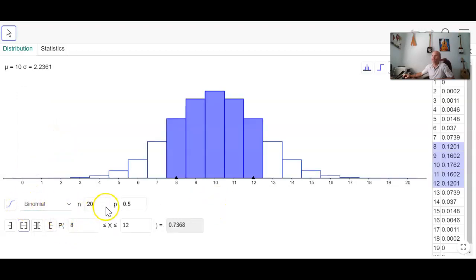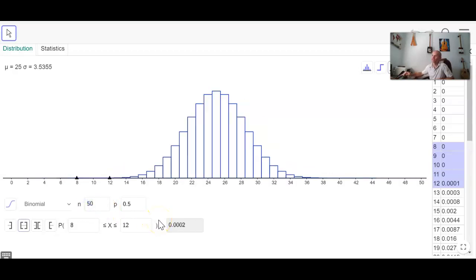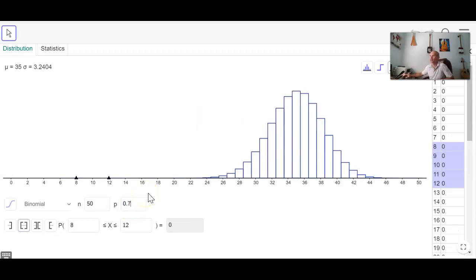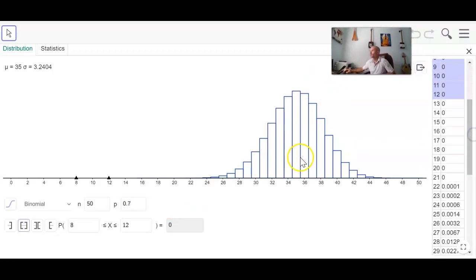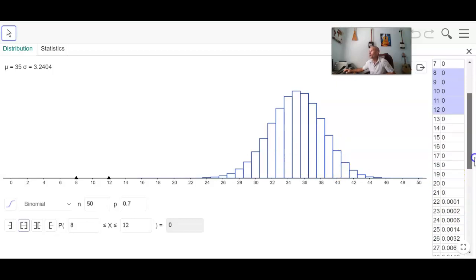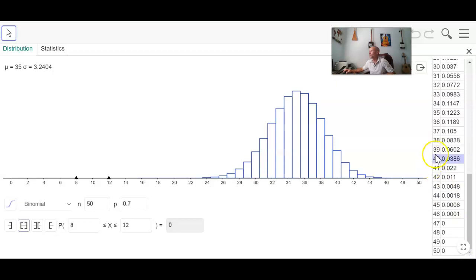and then we can enter in our number of trials. So here we have 50 students. The probability that they complete their homework is 0.7. And in here we can actually compute individual probabilities by either highlighting, or you used to be able to click on a bar. If we want to know the probability of having 40 students all complete their homework on time, we see that that probability is 0.0386.